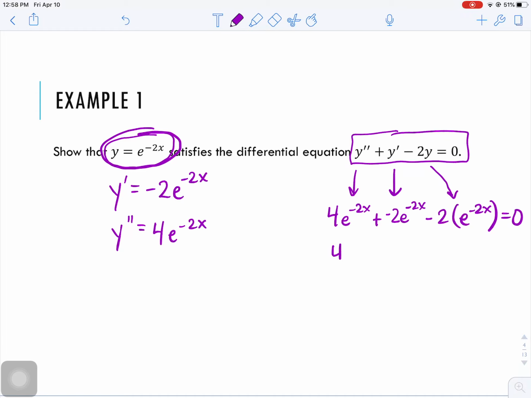Well, this is just 4 e to the negative 2x minus 2 e to the negative 2x minus another 2 e to the negative 2x equals 0. The left side, we have 4 of these, minus 2, that's just 0 of them, equals 0, and we're good. So this equation right here would be a solution to this differential equation.